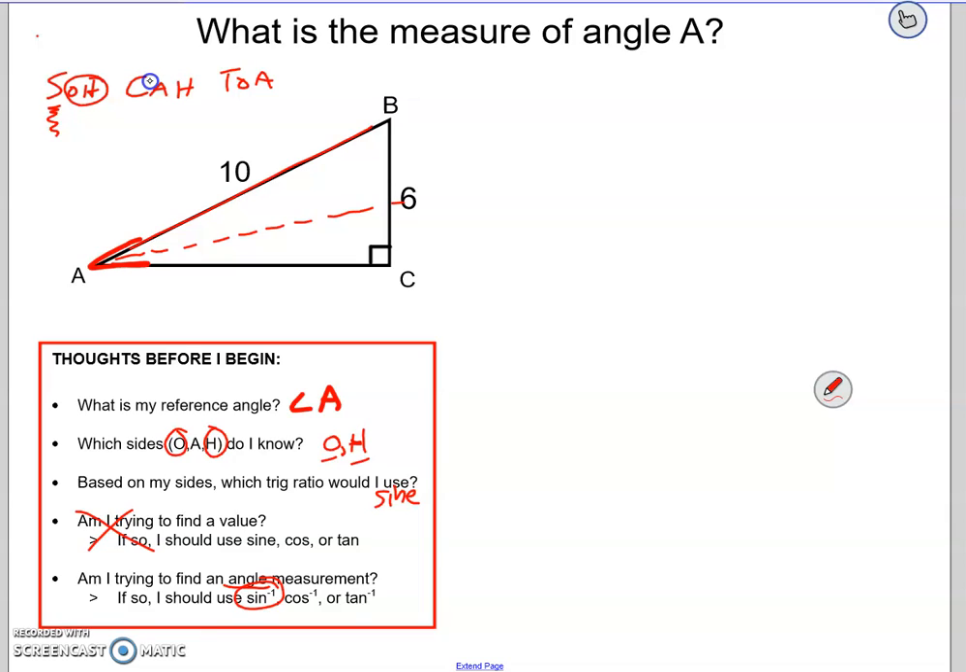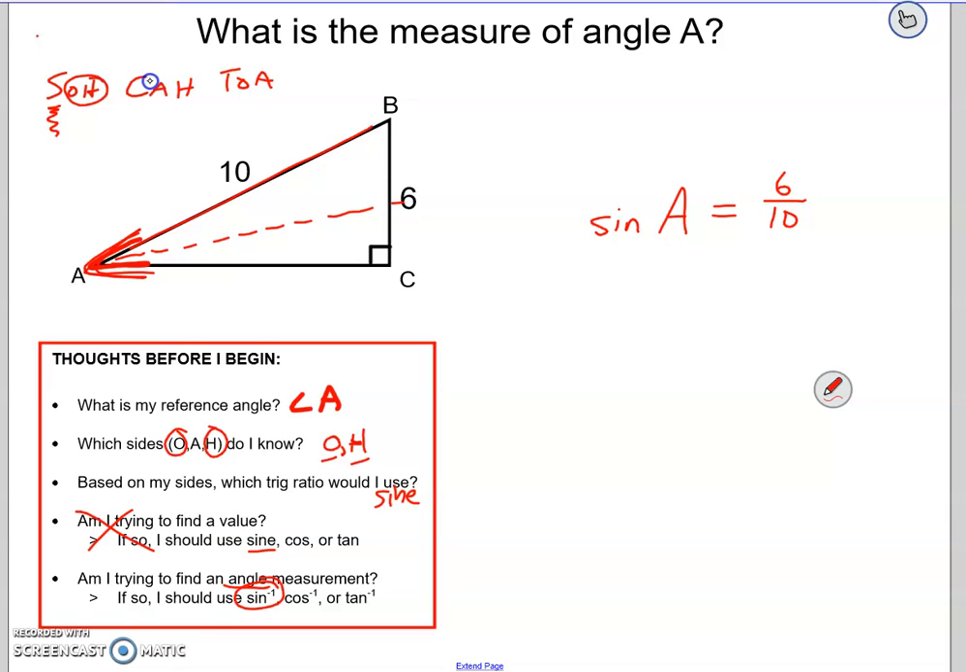I know I'm going to use the inverse sine, but I still need to set it up as if I'm using sine, because I know that the sine of angle A is the opposite over hypotenuse. The opposite in this case is 6, the hypotenuse is 10. I could simplify that and call it 3/5. The sine ratio of this reference angle is 3/5. So what? It doesn't tell me anything yet, because I want to know what that angle measurement is. Is it 27 degrees? Is it 54 degrees? So here's where we can bring in the arc sine.